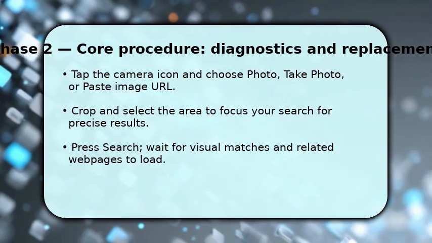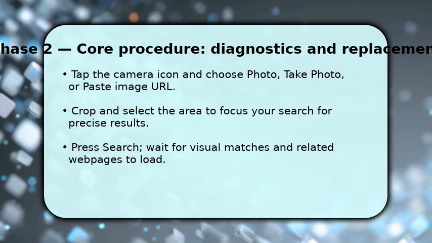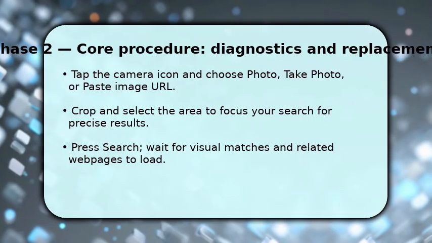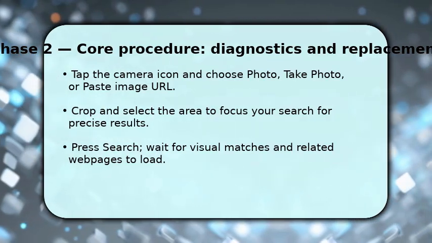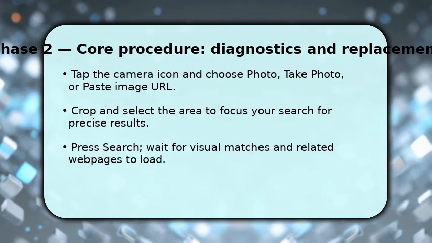Once you select the image, crop to the important area. This narrows results and avoids irrelevant pages. After cropping, press search. Google processes the image and returns visual matches, object labels, and related web pages. Make sure your network is stable, since the image is sent to Google servers for analysis.